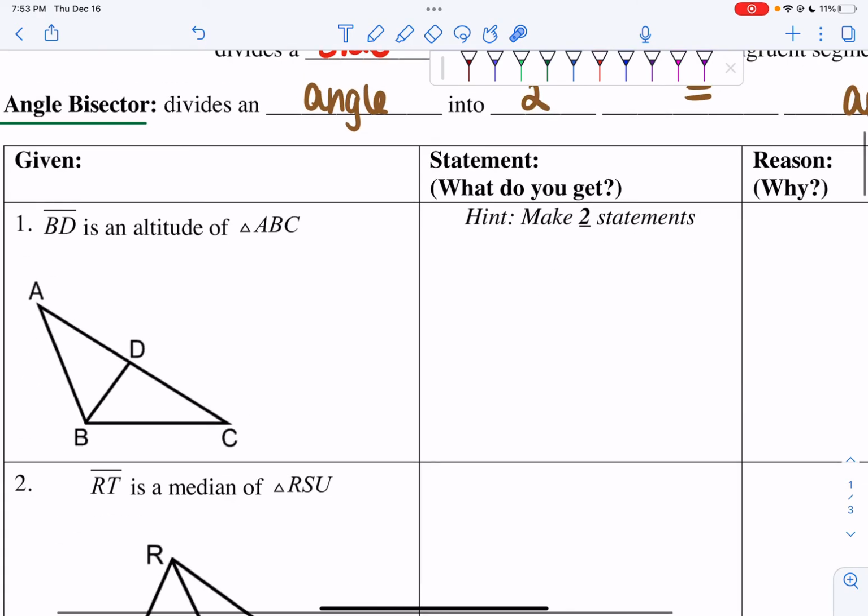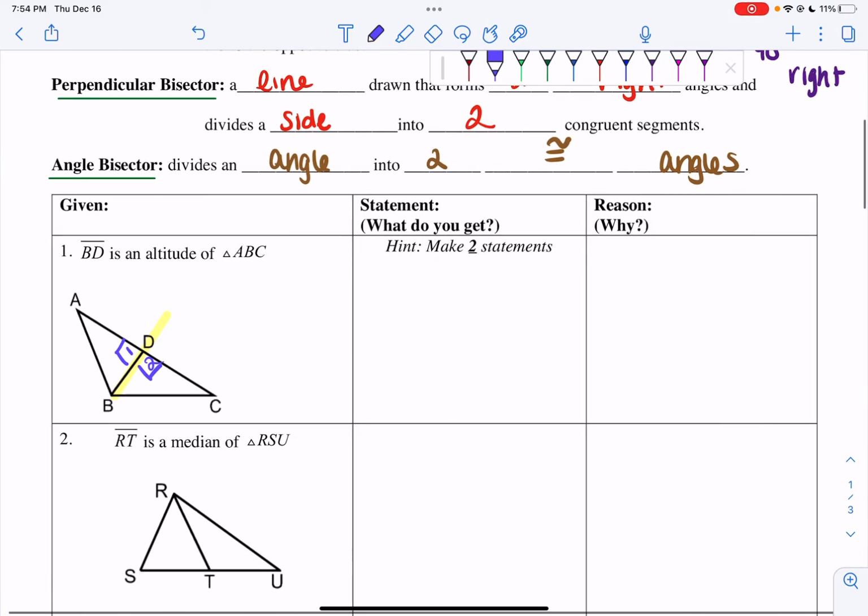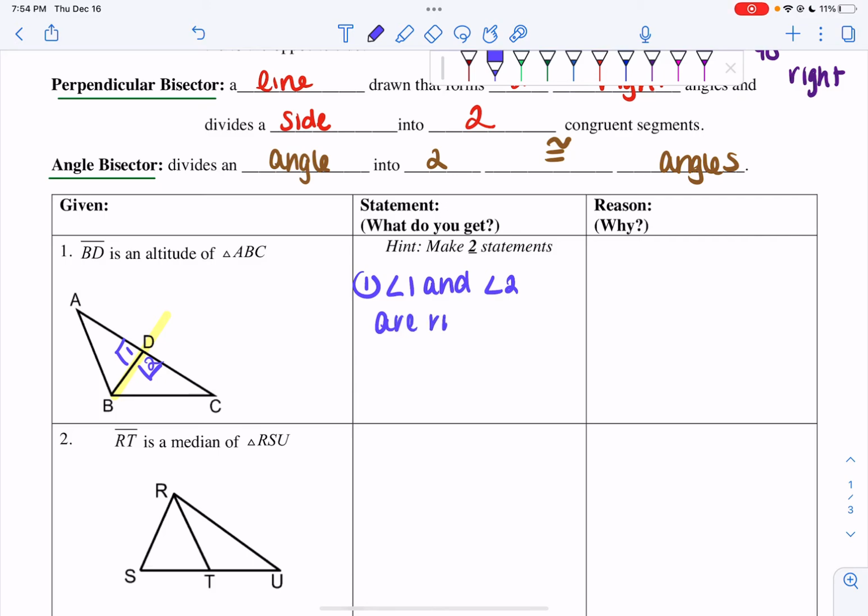If I look at my image, I'm saying BD is the altitude. At what point are my right angles? Are they at A, D, B, or C? Very good, they're at D. So at D, I can say I have right angles, 1 and 2. So my first statement is, angle 1 and angle 2 are right angles. And my reasoning would just be an altitude creates right angles.